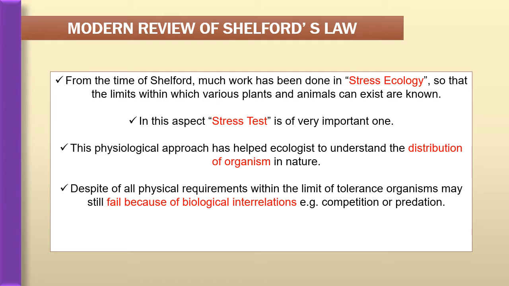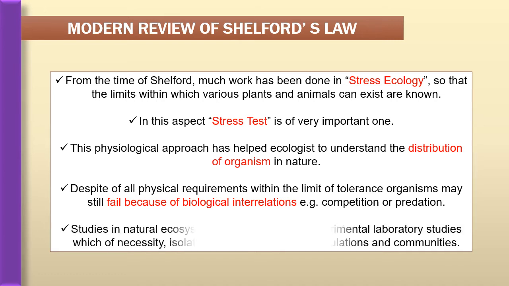Despite all physical requirements being within the limit of tolerance, organisms may still fail because of biological interactions like competition or predation. So for competition, predation and other biological interrelations, there are issues where organisms still fail to exist even when all requirements are present within their tolerance range. Studies in natural ecosystems must accompany experimental laboratory studies, which of necessity isolate individuals from their populations and communities. So studies should be carried out by combining both natural ecosystem and laboratory conditions.